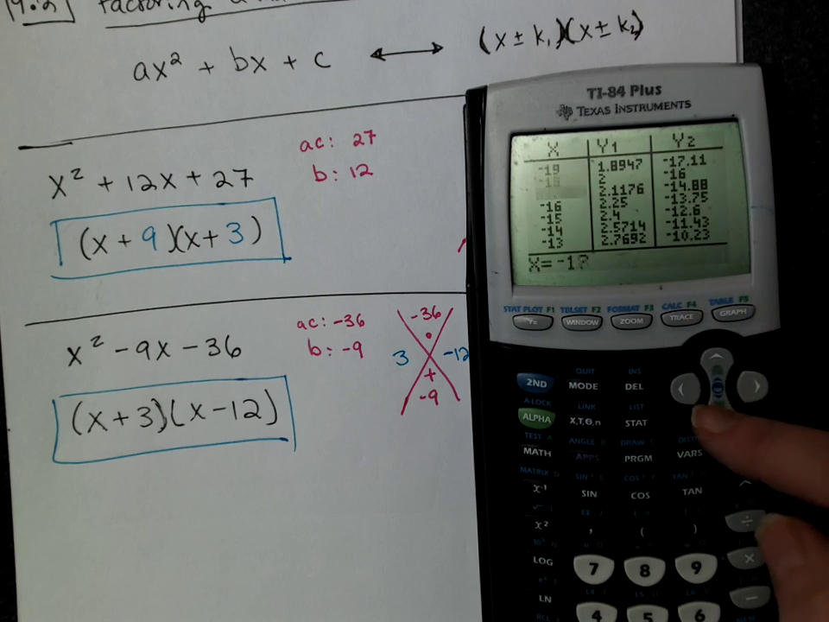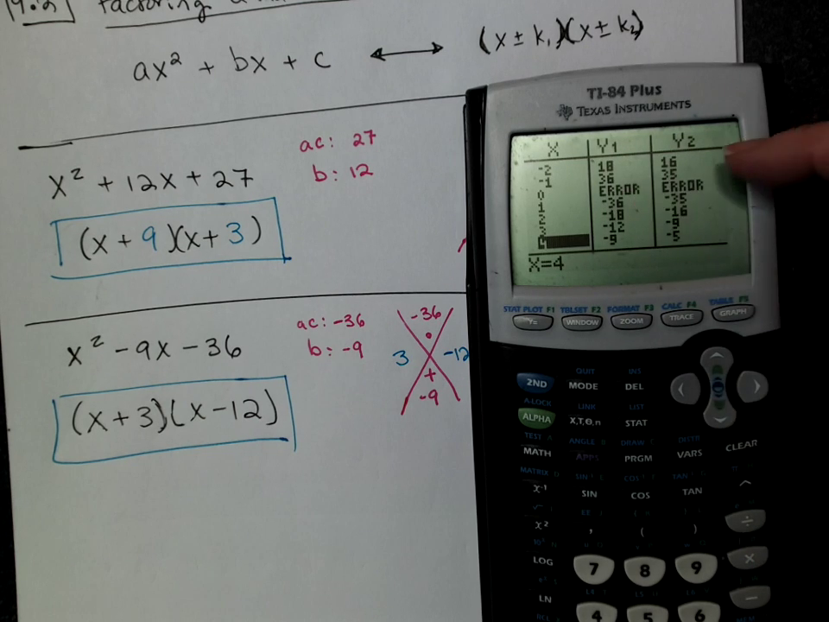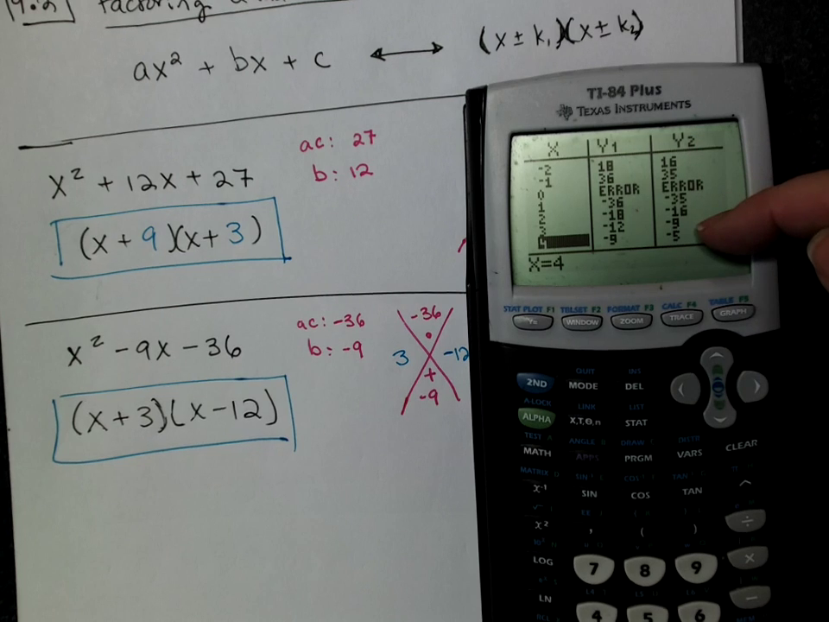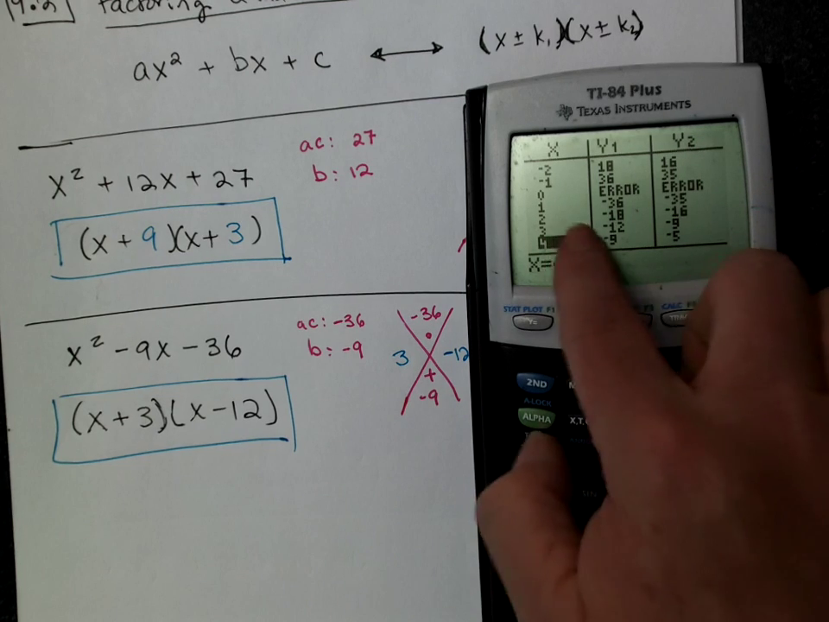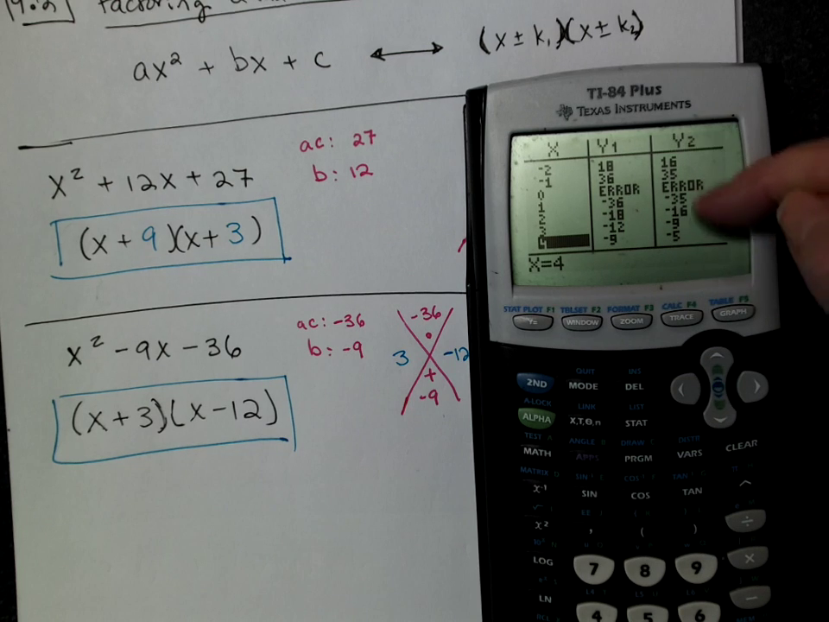Let me scroll down so I start with 0. Because the calculator is going to put in all these steps of x, positive and negative. Now, since I have this third column, I'm just looking for the 2 things that add up to give me my negative 9. So am I going to scroll up or scroll down?